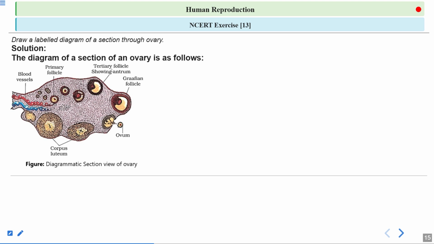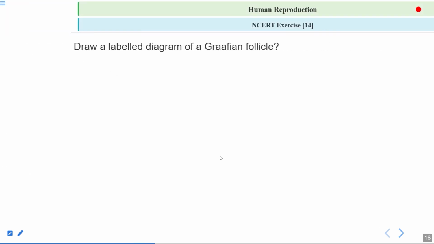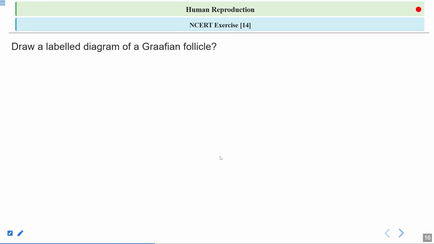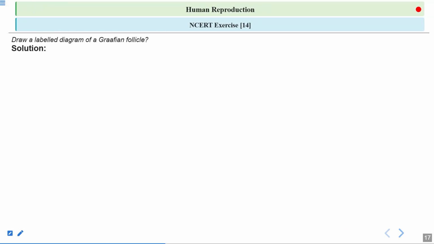Then you can tell that the primary oocyte is present within the primary follicle. Till the tertiary follicle, the primary oocyte is present. Then in the Graafian follicle, the secondary oocyte is present. Now draw a well-labeled diagram of the Graafian follicle. So let's have a look at the answer now.